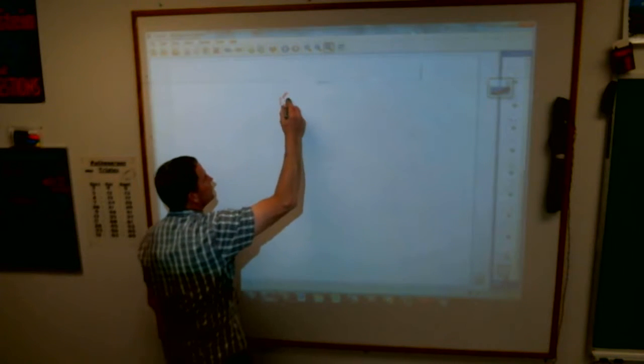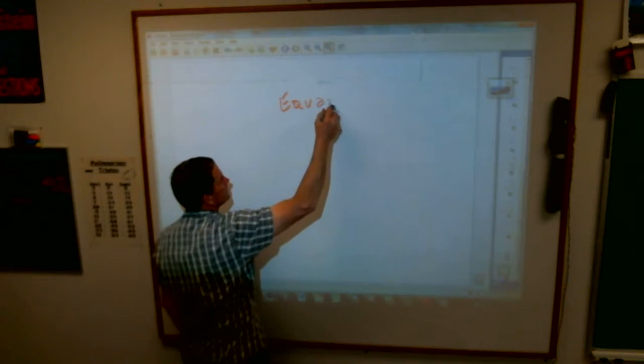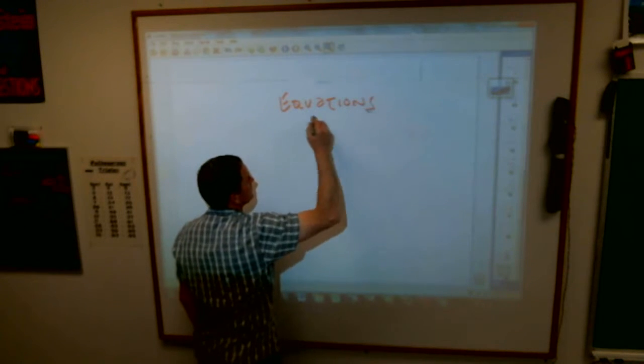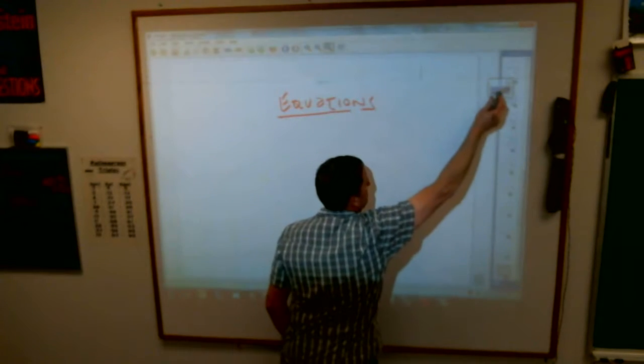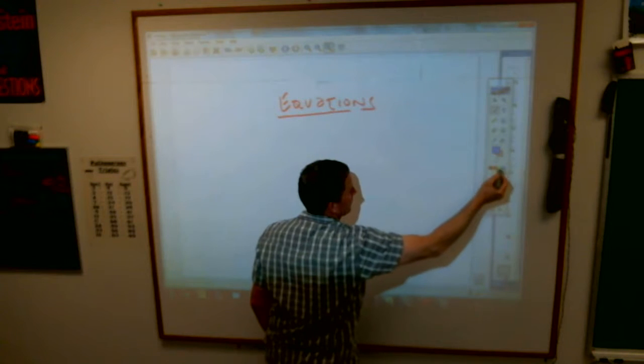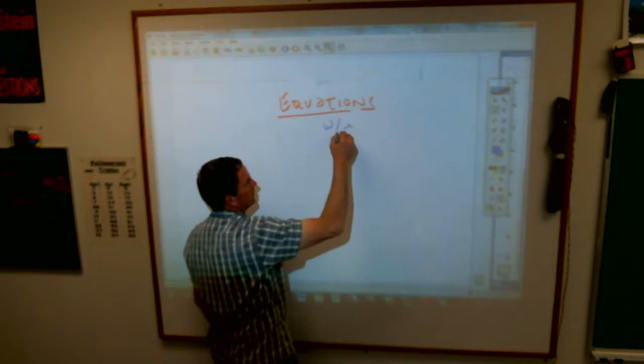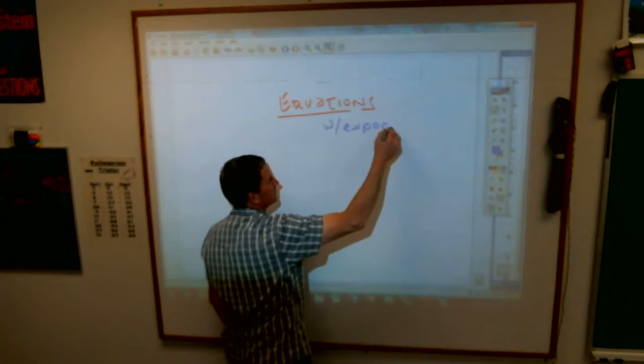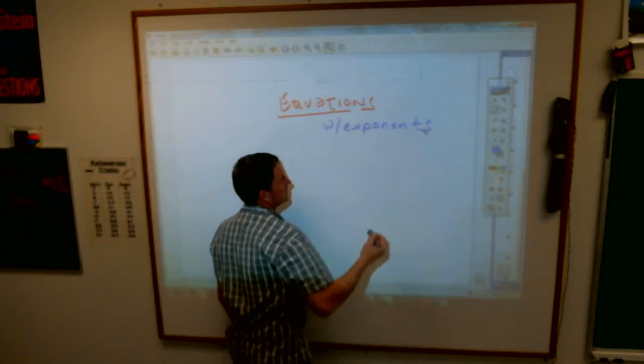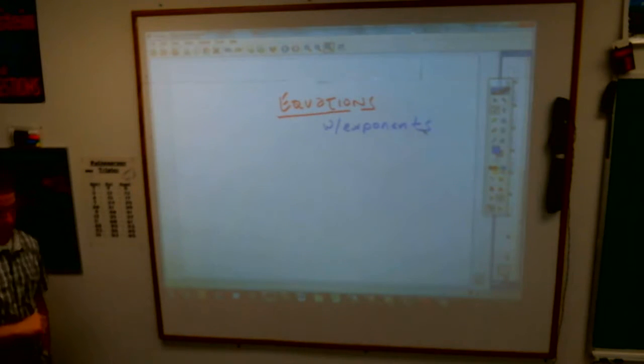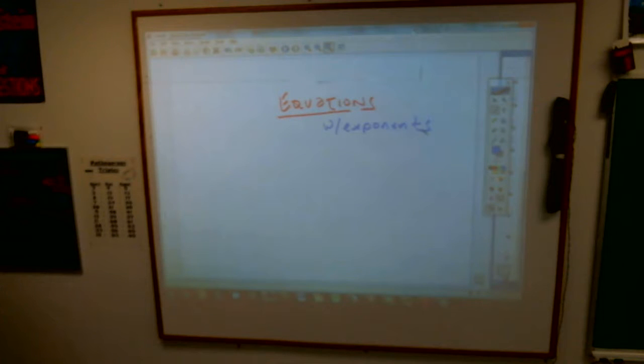Under equations, and the little subheading is with exponents. And you've already done this, and hopefully you'll remember this here, but what happens if you have this equation?